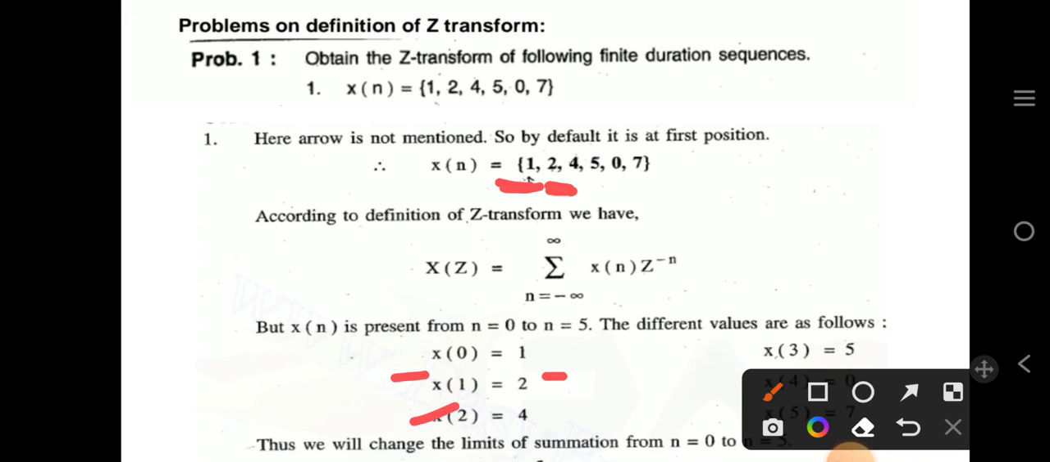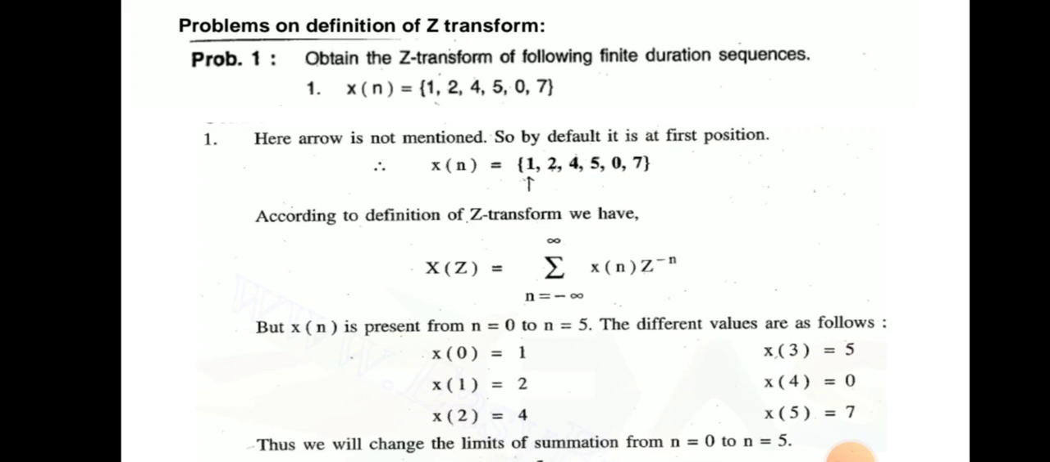Then x of 2 is equals to 4. Then x of 3 is equals to 5. X of 4 is equals to 0 and x of 5 is equals to 7. So like this you can put all the values and you can get the values of x of 0, x of 1, x of 2, x of 3, x of 4 and x of 5.